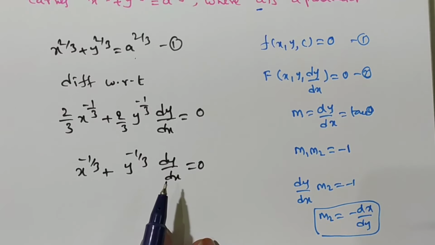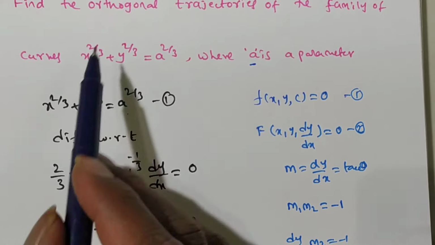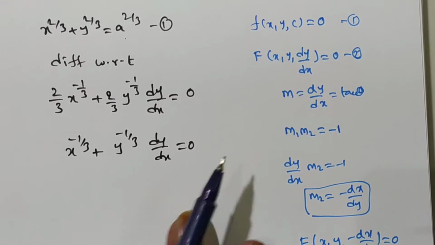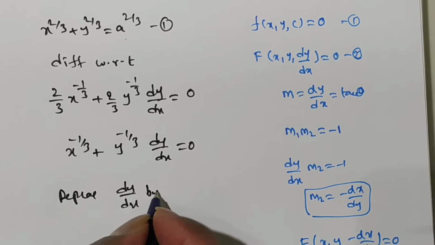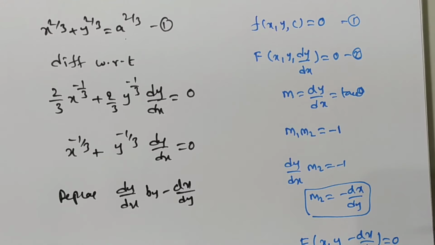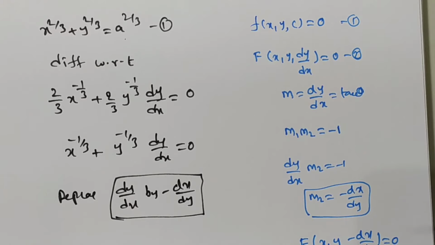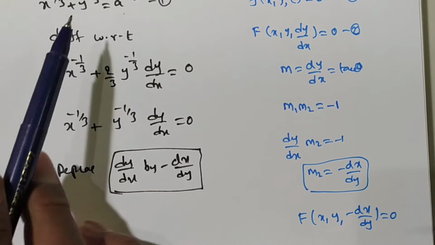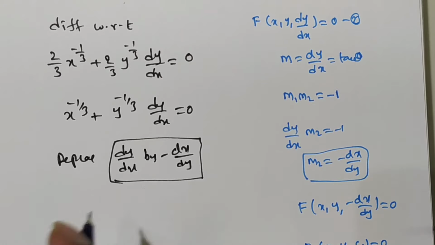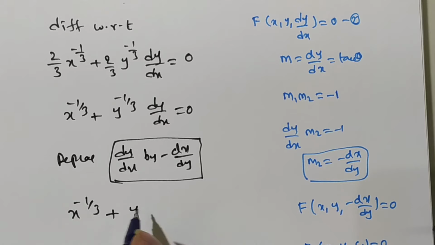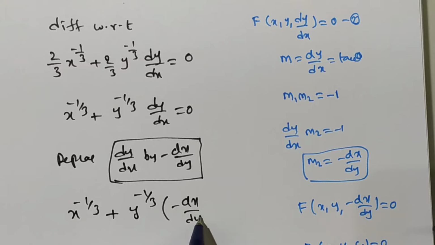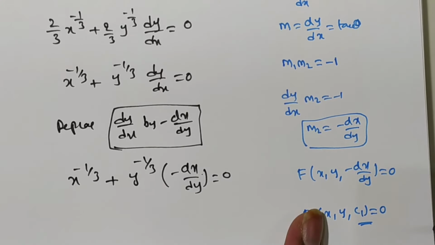So what do we have to do now to get the orthogonal trajectory? For that we have to replace dy by dx by minus dx by dy. This we have to write. Sometimes people solve without writing this, and then you get the same problem again. So now replace this. Then x to the power of minus 1/3 plus y to the power of minus 1/3 into minus dx by dy.